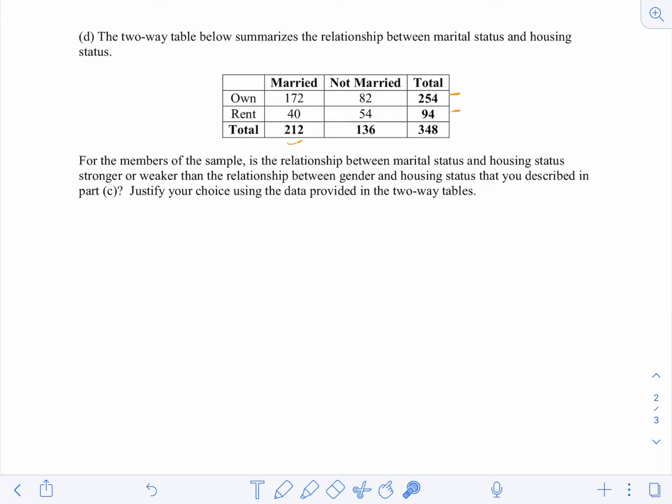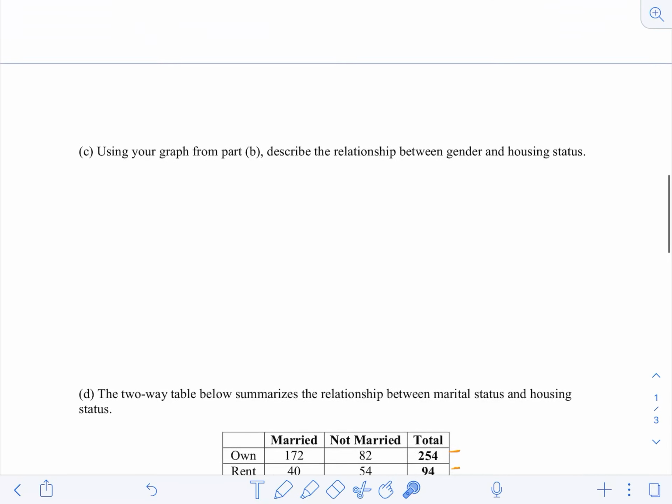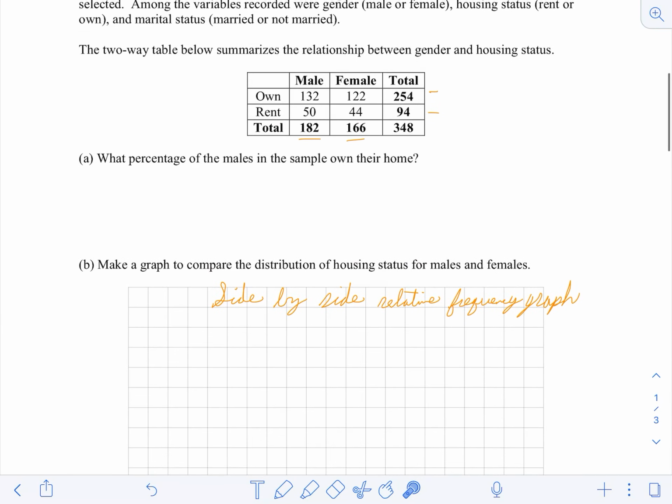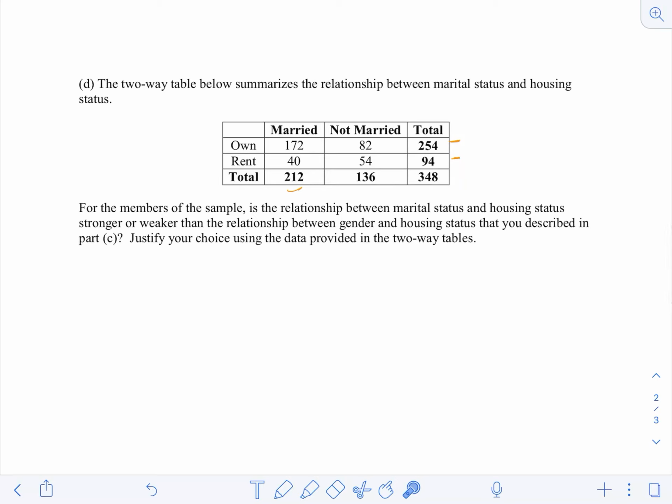It says, for the members of the sample, is the relationship between marital status and housing status stronger or weaker than the relationship between gender and housing status that you described in Part C? Justify your choice using the data provided in the two-way tables. So we've got a good idea of the time each one will take, and I'm sorry I skipped describing D. It looks like with D it might be effective to do another graph, and then use that graph to come to a conclusion.